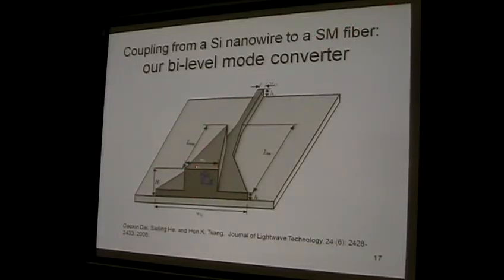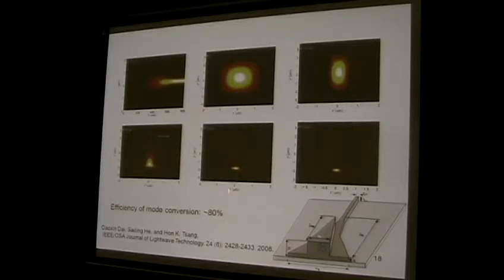So we have come up with several approaches. One is a bi-level mode converter. This side connects to the single mode fiber, where the mode profile is pretty large, and then gradually tapers down to a nanowaveguide with minimal loss. This is a triangular shape, and we will see the mode gradually, adiabatically tapered to the nanowaveguide. So this is the top view. From the vertical side, the final spot of the mode is here, starting from here, and then goes down here. So using these two levels of taper, we squeeze the light down to the second layer, to the nanowaveguides.